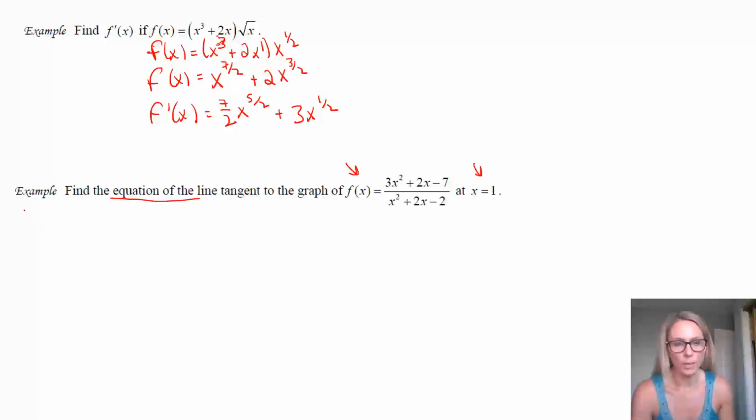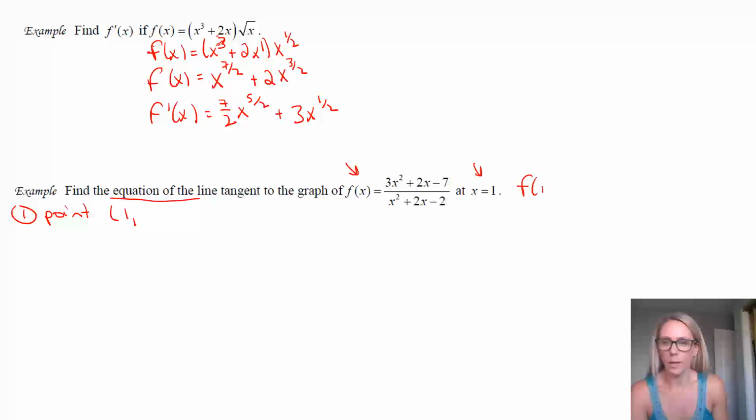So of course, two things we need. For the equation of a line, we need a point. So to find the point, we know we're going to have x equals 1, and then we just really need to find f of 1. So I can just do that over here, f of 1. I'm going to have 3 plus 2 minus 7 in my numerator, and 1 plus 2 minus 2 in my denominator. So it looks like my y value for my point on my line is going to be negative 2 over 1, or negative 2.